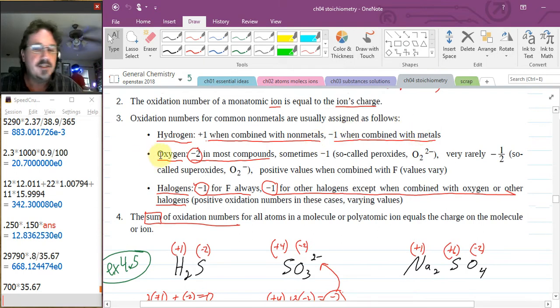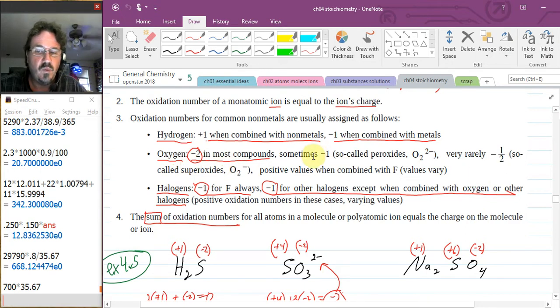Second one, oxygen, almost always -2. It says in most compounds, almost always -2, like in water. All right, water, you got two hydrogens, each one are +1. You got one oxygen, must be a -2. So when you see an oxygen, that's what you go for. Unless it falls into one of these categories.